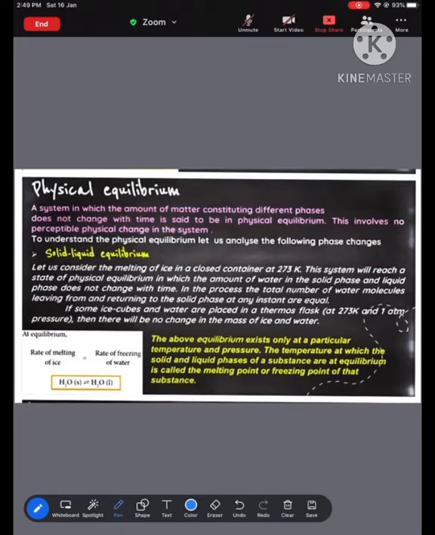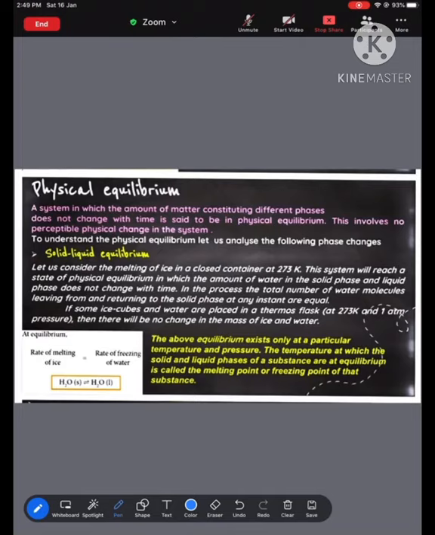So again, when you talk about equilibrium, we need to give a condition at a particular temperature and pressure, because only at a particular temperature and pressure will such kind of equilibrium exist. The next is the temperature at which the solid and the liquid phase of a substance are at equilibrium is called the melting point or the freezing point of that substance.